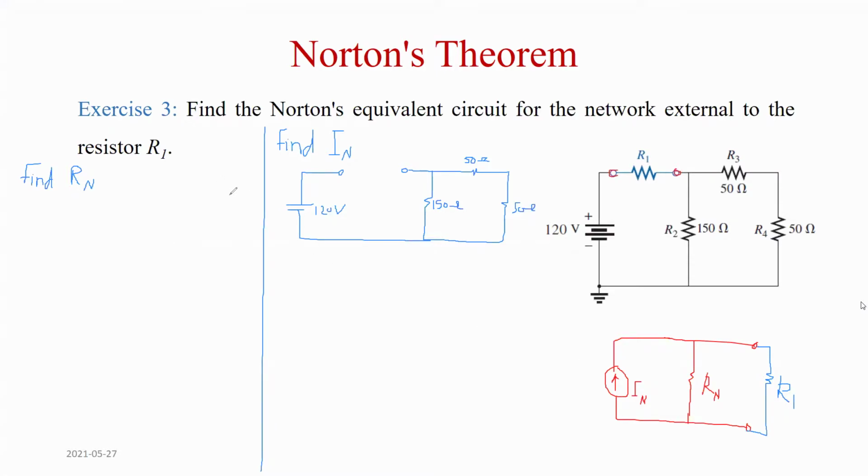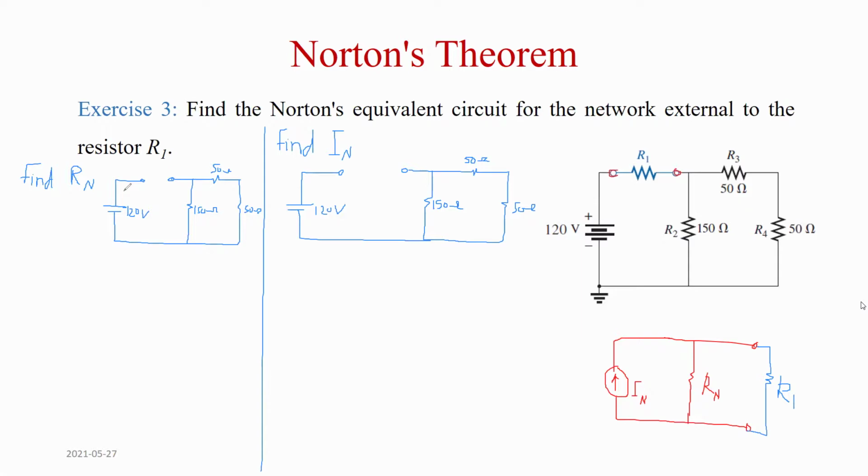I'm going to draw it here, the same circuit. It should have terminals. So this is 150 ohm, 50 ohm, 50 ohm, and 120 volt. See the 2 circuits. This is the circuit that I'm going to find the equivalent circuit for.